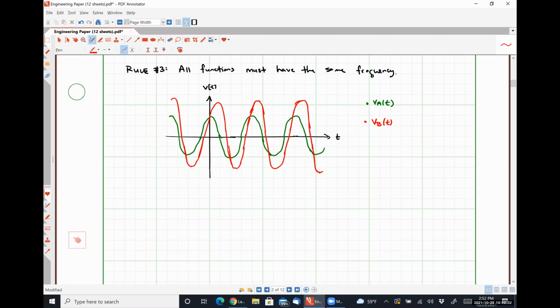We might be asked to tell which of these signals is leading or lagging in comparison to the other, okay? You can absolutely do this by looking at a time domain representation of these signals, okay? So let's talk about what leading and lagging means. If a signal leads another signal, that means it reaches its peak amplitude at an earlier point in time.